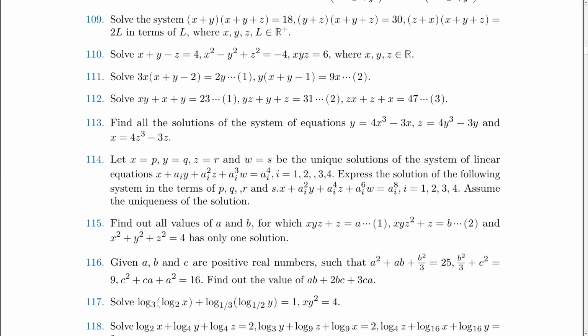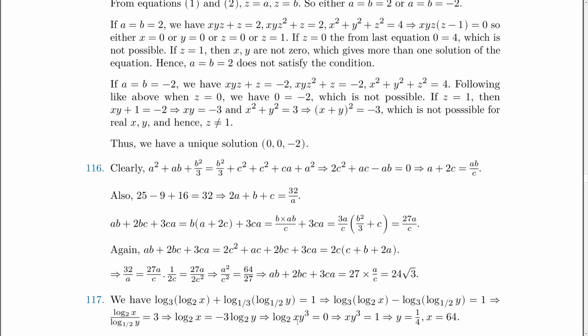Question 170 says solve: log base 3 of log 2x, then we have log of y with base half, and we take log of that with base 1 by 3, is equal to 1, and xy square is equal to 4.